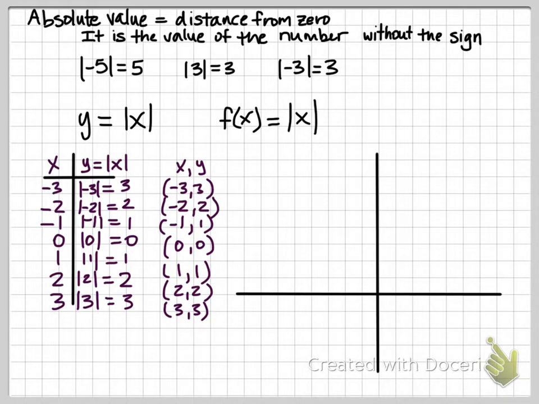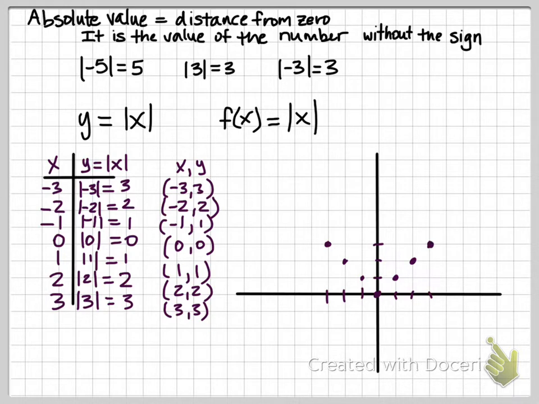Okay, so we have -3, +3, so we go 1, 2, 3 to the left, 1, 2, 3 up, so we put our point right here. Then we have -2, +2, so we go 1, 2 to the left, 1, 2 up, we have a point. -1, +1, we have a point, 1 to the left, 1 up. We have a point at 0, 0. We have a point at right 1, up 1. Right 2, up 2. Right 3, up 3.